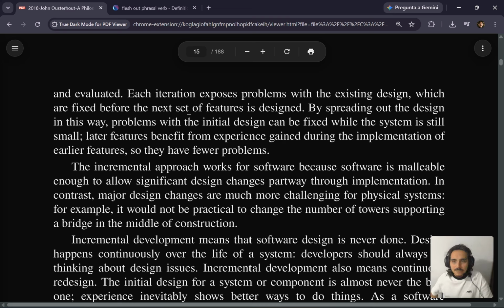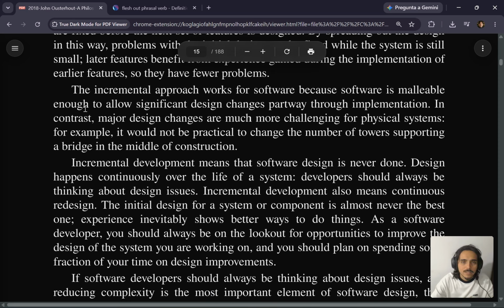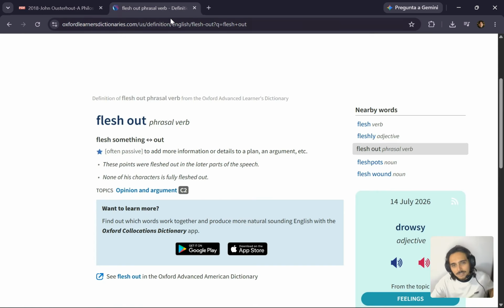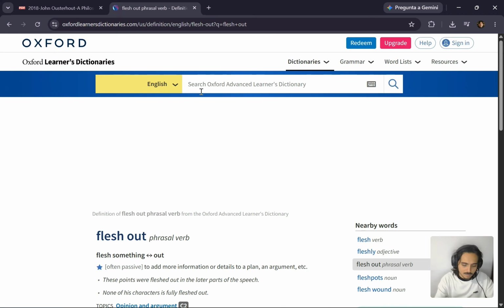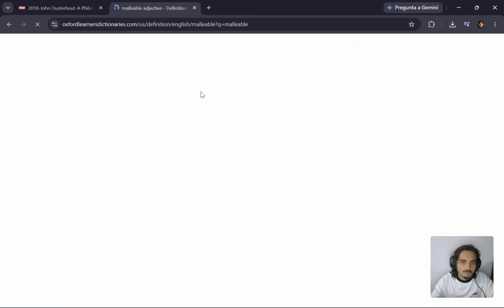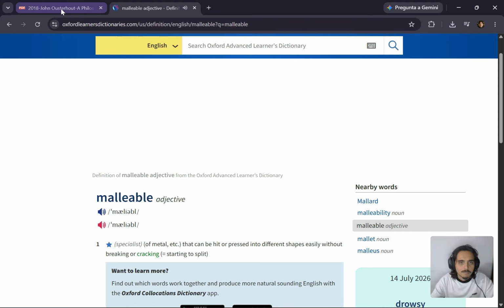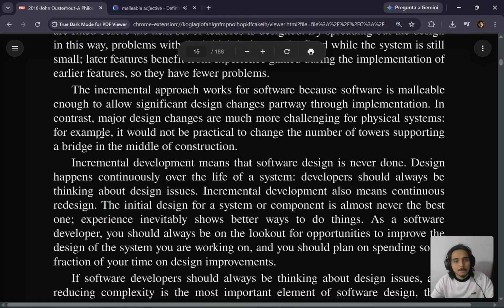By spreading out the design in this way, problems with the initial design can be fixed while the system is still small. Later features benefit from experience gained during the implementation of early features, so they have fewer problems. The incremental approach works for software because software is malleable. I don't know if I'm pronouncing this correctly. Malleable enough to allow significant design changes partway through implementation.